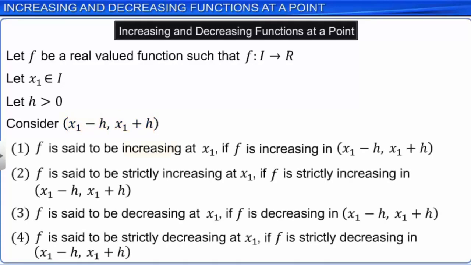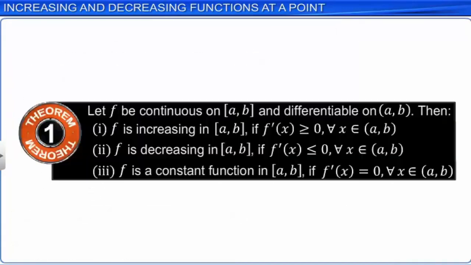Function f is said to be increasing, or strictly increasing, or decreasing, or strictly decreasing at point x1 if it is increasing or strictly increasing, or decreasing or strictly decreasing, respectively, in the open interval x1 minus h, comma, x1 plus h. Now, we will state and prove a theorem based on the nature of a function at a given point in the domain of the definition of the function.